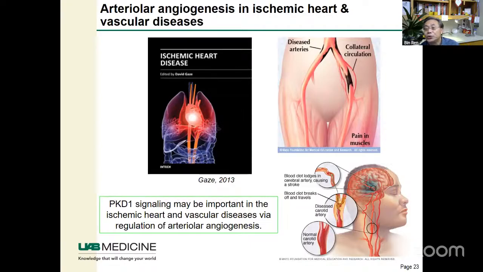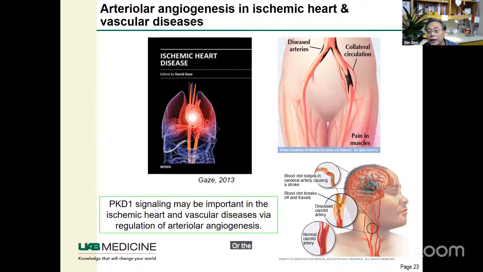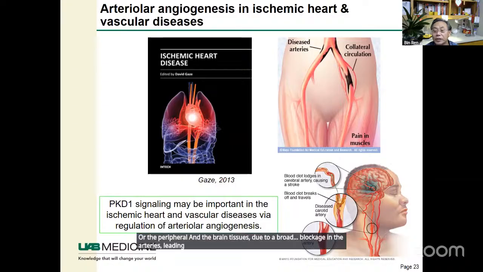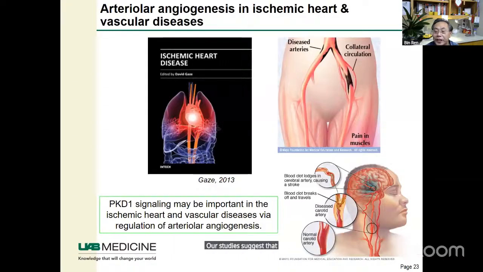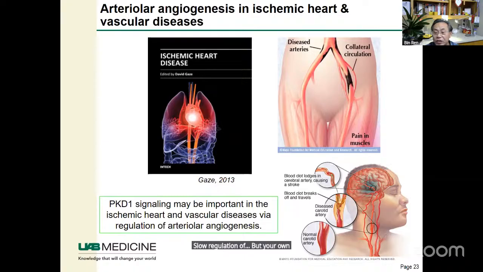Now, I'd like to talk a little bit about arteriolar angiogenesis in ischemic cardiovascular diseases. Ischemic cardiovascular diseases are characterized by reduced blood supply to the heart or the peripheral and brain tissues due to a blockage in the arteries, leading to tissue and organ damage. Our studies suggest that protein kinase PKD1 signaling may be important in these common diseases through regulation of arteriolar differentiation and arteriolar angiogenesis.